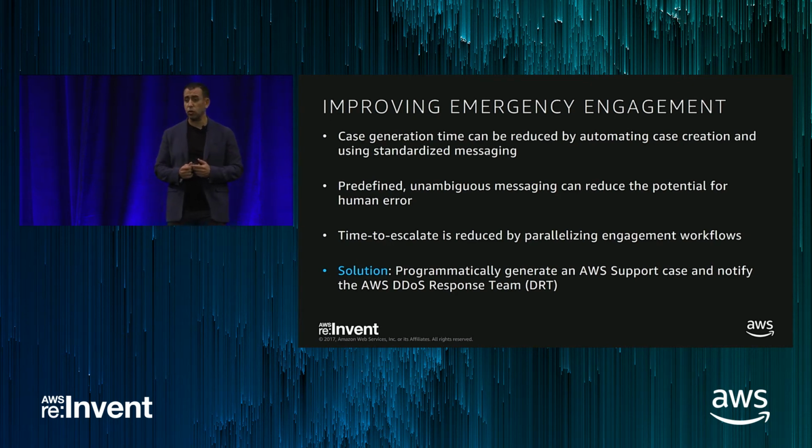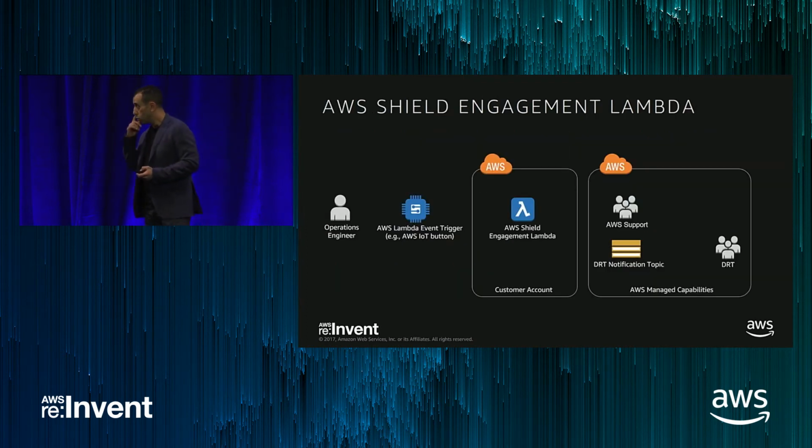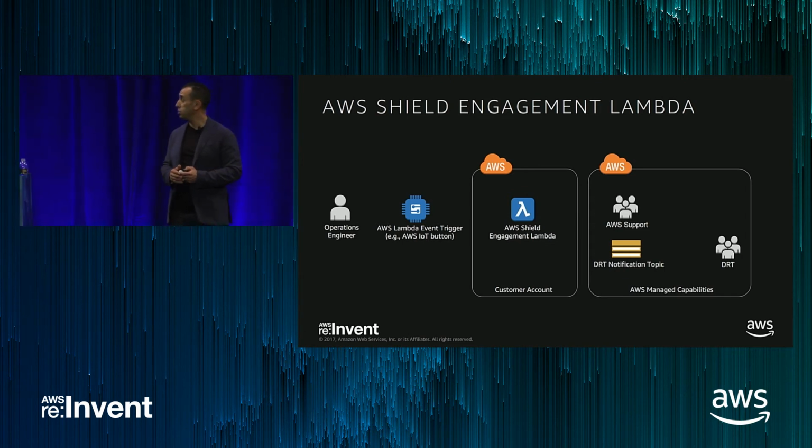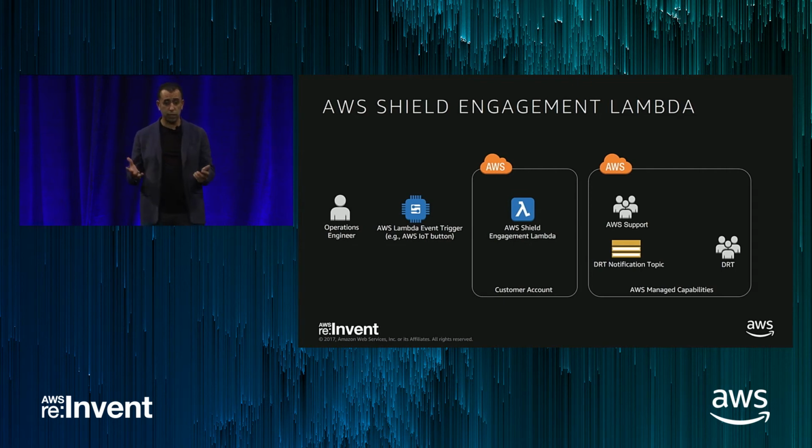The third one is time to escalate. So instead of waiting for, for example, first level support to escalate to a second level, is there a way to parallelize the process, right? I want to inform the first level and second level in a single transaction. So the solution was to basically programmatically generate an AWS case and notify the AWS DDoS response team at the same time. So with that, I'd like to introduce AWS Shield Engagement Lambda. So what is Shield Engagement Lambda? Shield Engagement Lambda is a Lambda code that we've built that helps customers automate the entire process.